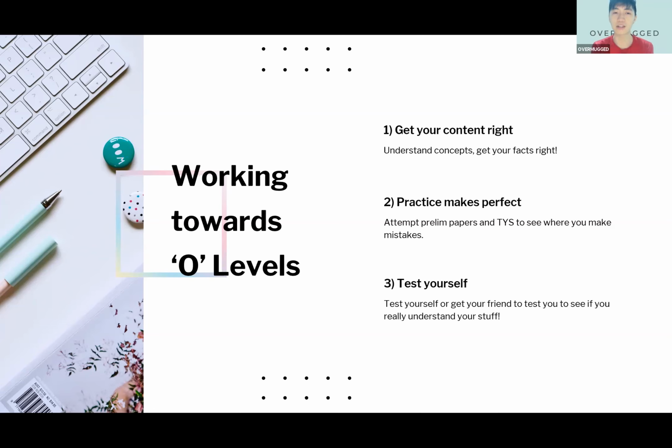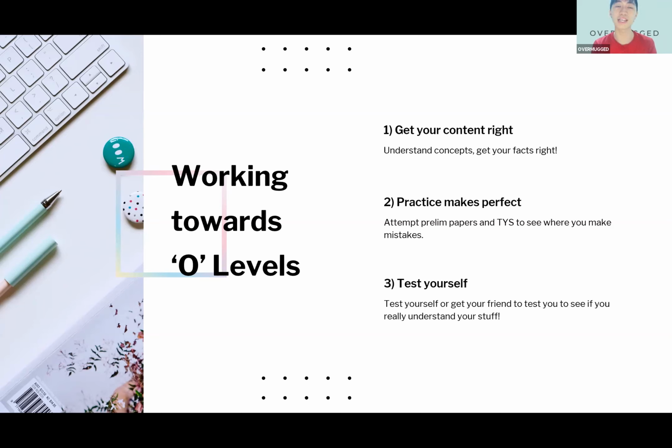Okay, so this is really the first step, because if you don't get your content right, when you attempt practices, you won't be able to solve them, or you're not too sure how to approach those. So the best way to think about this is always you get your content right, you test the rigor of your understanding by trying out questions.